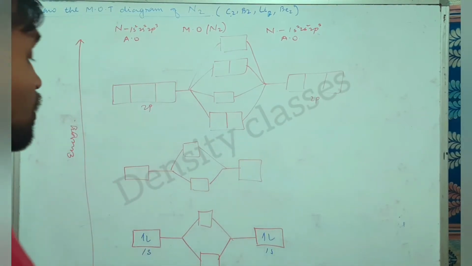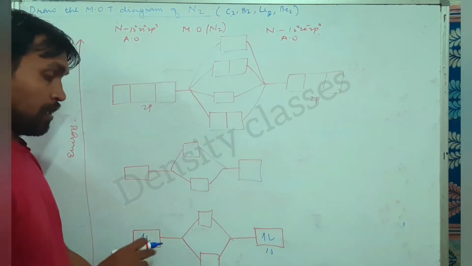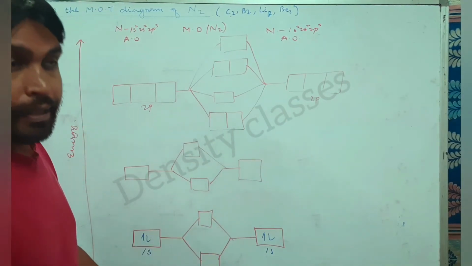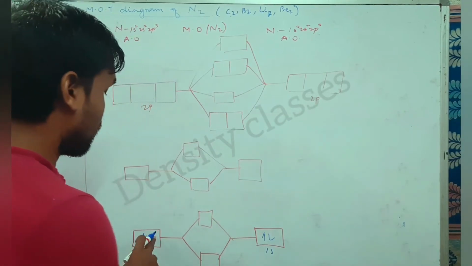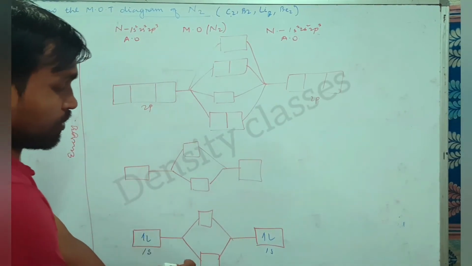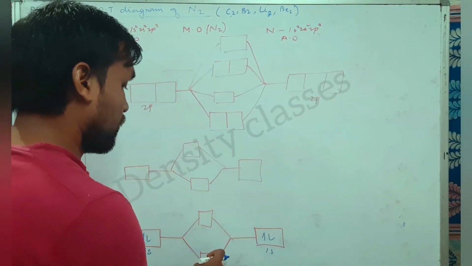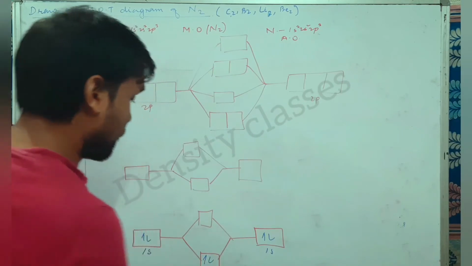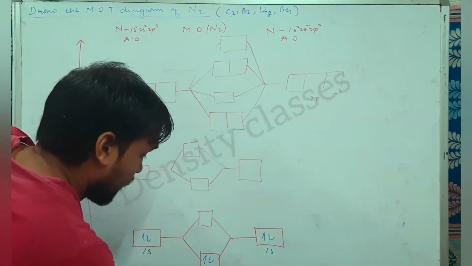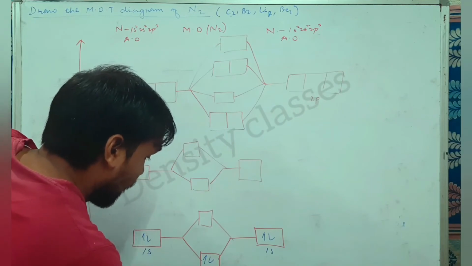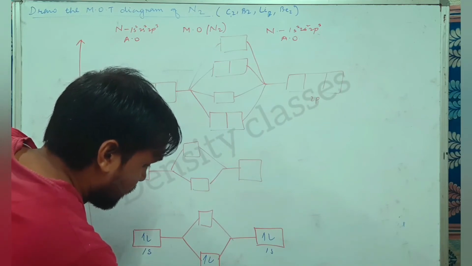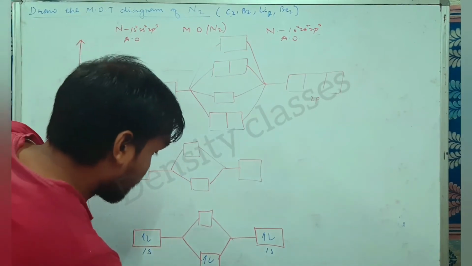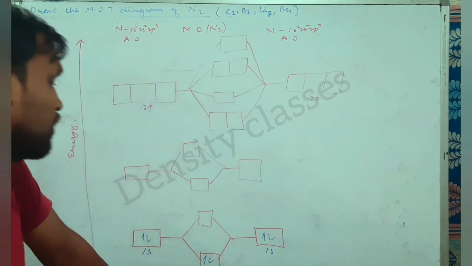As we have seen, the addition of wave functions leads to the formation of bonding orbitals. Bonding orbitals are more powerful than antibonding. So this 1s will give 1 electron and the other 1s will give 1 electron for the bonding orbital. This is called the bonding orbital, represented by sigma, and here it is sigma 1s. Got it or not? How many are there? 2. So we write sigma 1s 2.